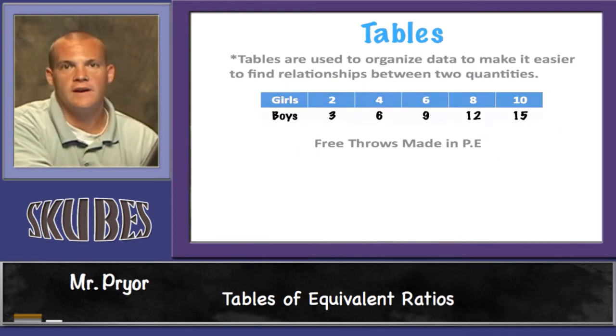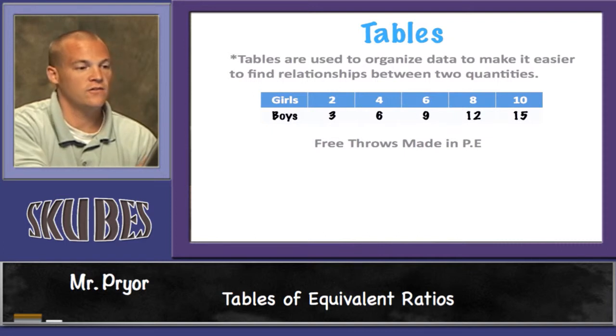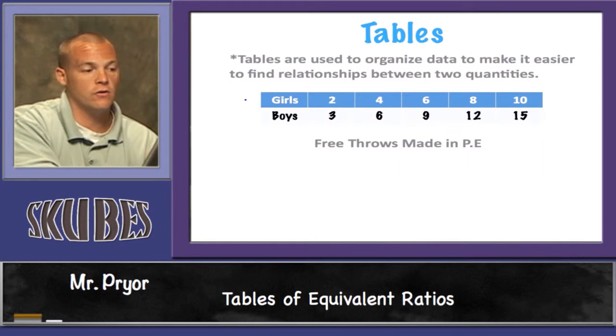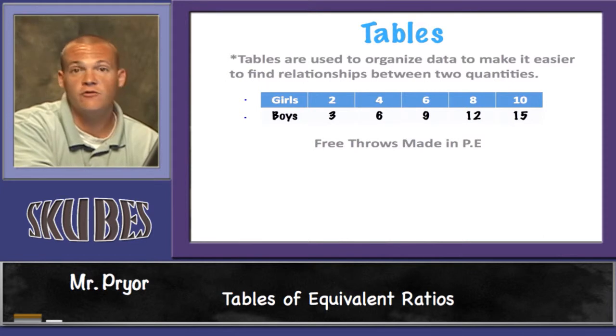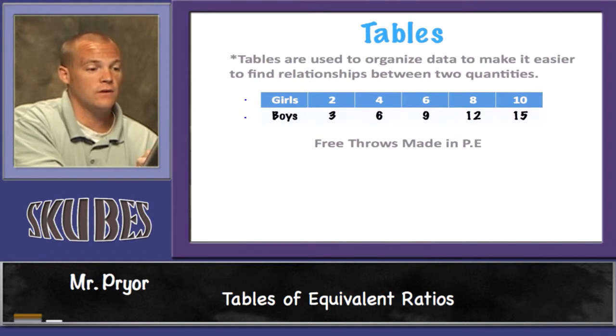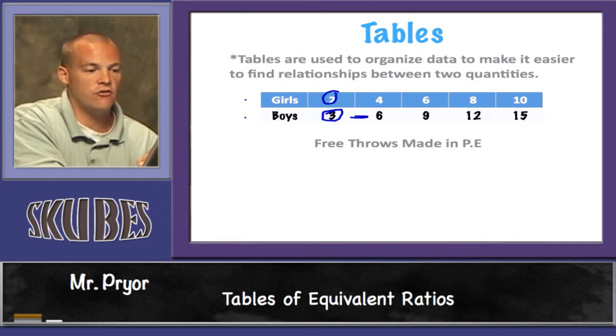Many times they're going to organize this information into tables. You can see that tables are simply used to organize data to make it easier to find relationships between the two. So here, this table is showing girls to boys. They're doing free throws, counting the number of free throws made in PE class. So you can see basically for every 3 free throws made by the boys, the girls made 2. And it seems consistent as you go forward.